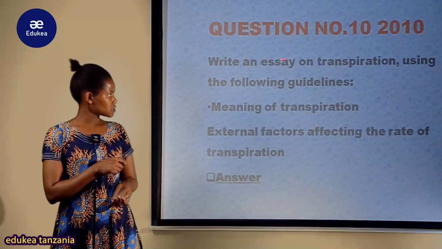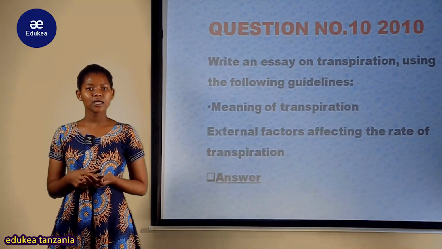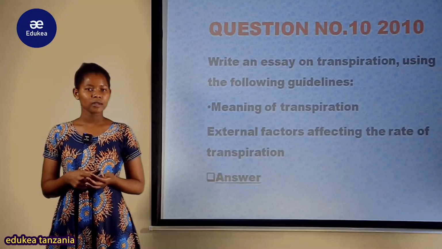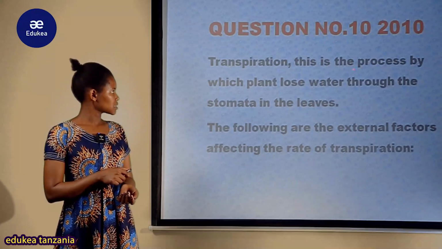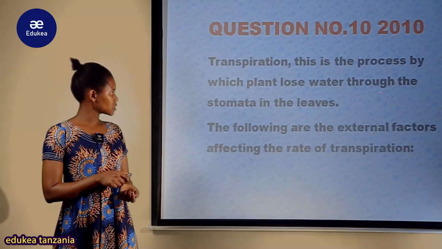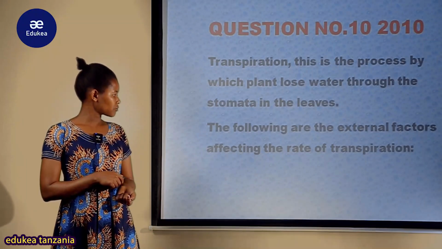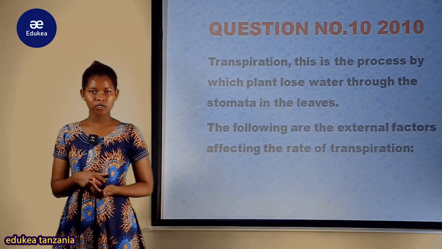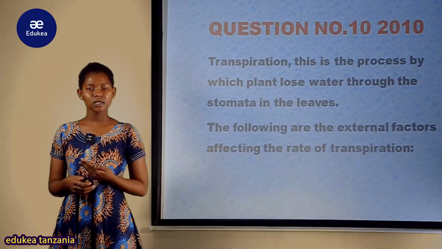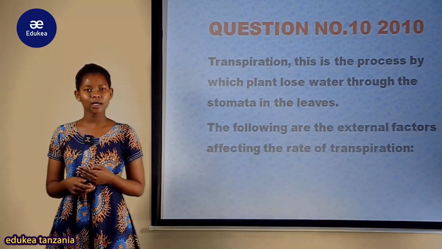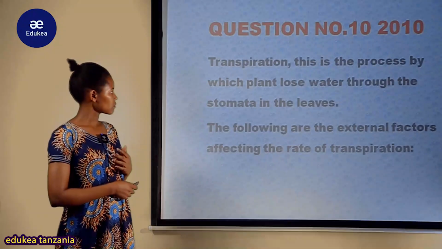My dear students, this is also the question from the topic of transportation of material, lakini kwenye transport in plant. And now let's take a look. We can see transpiration is the process by which plant lose water through the stomata in the leaves, and the following are the external factors affecting the rate of transpiration. Transpiration ni maana ya kawaida sana, ni ile kitendo ambako mimea inapoteza maji kupitia stomata zilizoko katika majani.